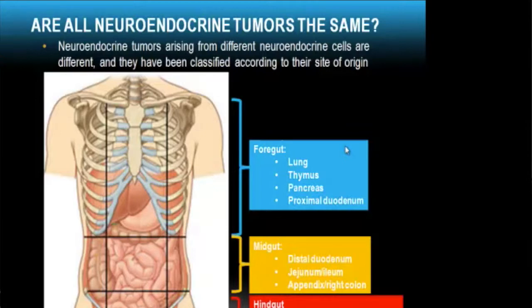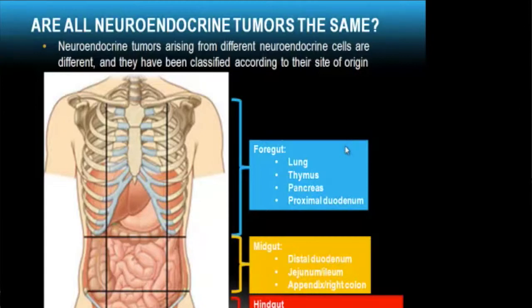So in general, we classify neuroendocrine tumors into three big groups based on their site of origin. I show you in this slide. Here I have foregut, midgut, and hindgut neuroendocrine tumor, three groups. In the foregut, you can find neuroendocrine tumor in the lung, and in the thymus. Thymus is a structure located behind the sternum, the pancreas, and the proximal duodenum, and the stomach. I think I missed stomach there.